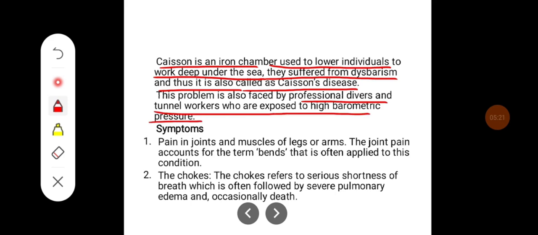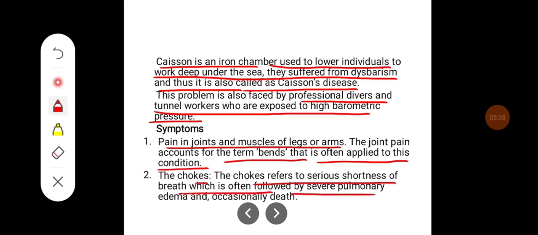Some of the symptoms of dysbarism are pain in the joints and muscles of the legs or arms. The joint pain accounts for the term bends, which is often applied to this condition. The chokes refer to serious shortness of breath, which is often followed by severe pulmonary edema and occasionally death.